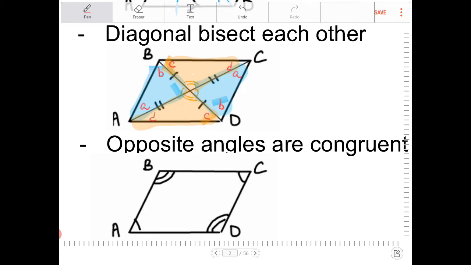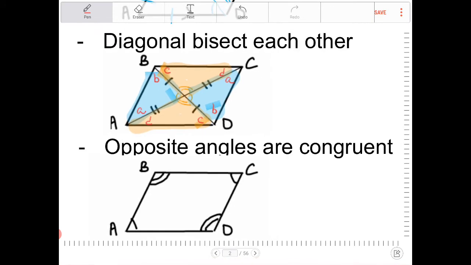So let's just take a look at this. Opposite angles. What is angle B here made up of? Oh yeah, this angle over here is lowercase b plus lowercase c. What is this angle over here? Oh yeah, that's again lowercase b plus lowercase c. What's this angle over here? Oh yeah, that's lowercase a plus lowercase d. And lastly, this angle over here is lowercase a plus lowercase d.